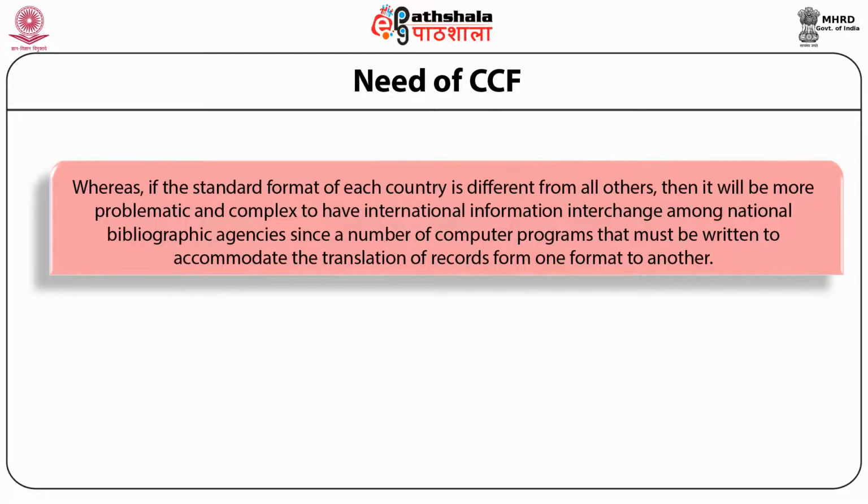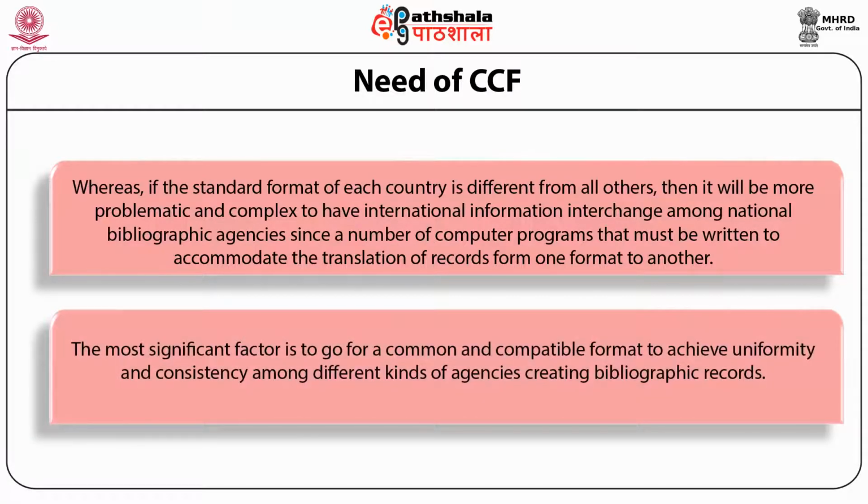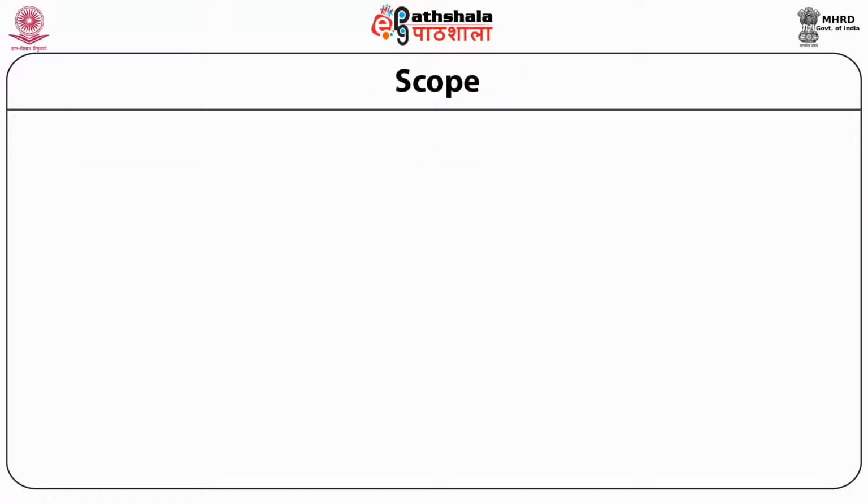The next and most significant factor is to go for a common and compatible format to achieve uniformity and consistency among different kinds of agencies, from one bibliography center to another or from library to library, creating bibliography records easily. Then what is the scope of CCF?